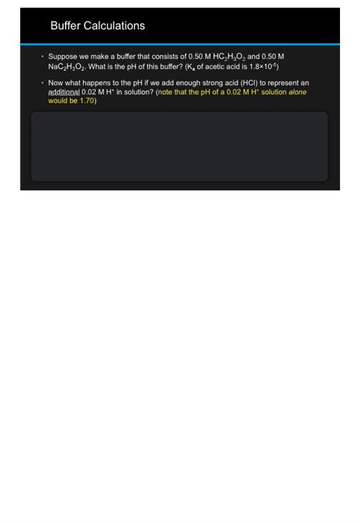So next, what I want to think about is what's going to happen to our acetic acid acetate buffer if we add some strong acid like hydrochloric acid to it. Enough that we have an additional 0.02 molar H plus in solution just from our strong acid alone. Note that if we had just a 0.02 molar hydrochloric acid solution, the pH of that solution would be 1.70. But we're going to calculate what the pH of our buffer is after adding all that HCl to it.